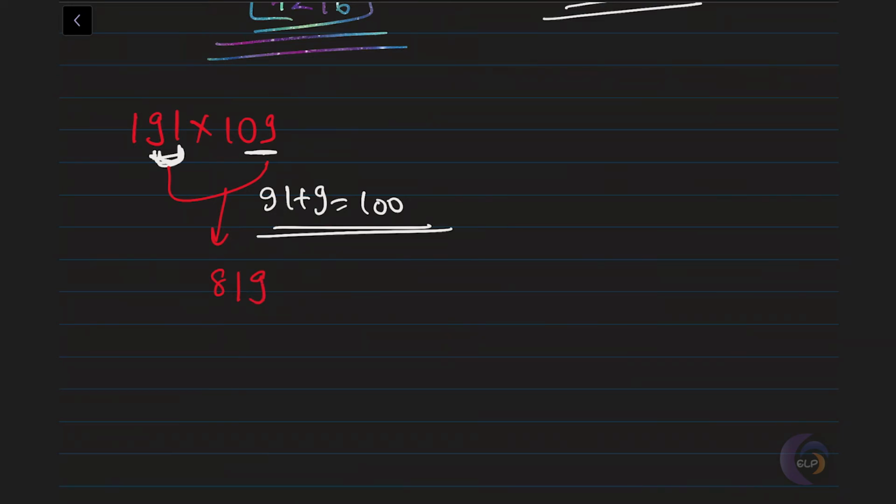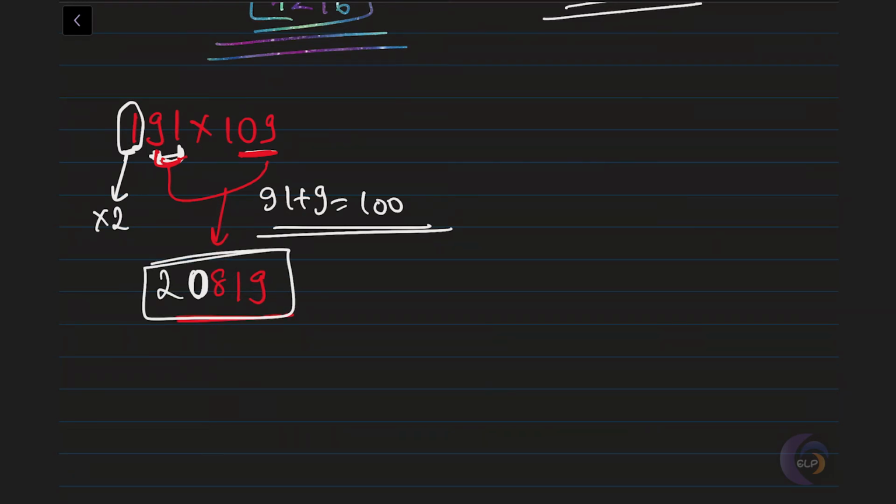819. But remember, since you are taking 2 digits of both the numbers, you have to have 4 digits over here. Since you have only 3 digits, you have to add an additional 0 over here. So now you multiplied this, and now this is the one which is remaining. So 1 into the next digit, 1 into 2, that is 2. So the answer is 20819.